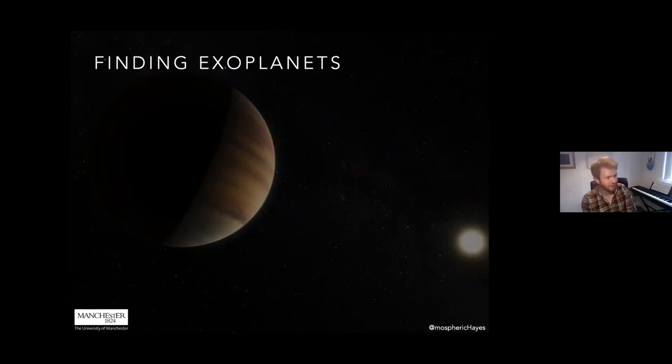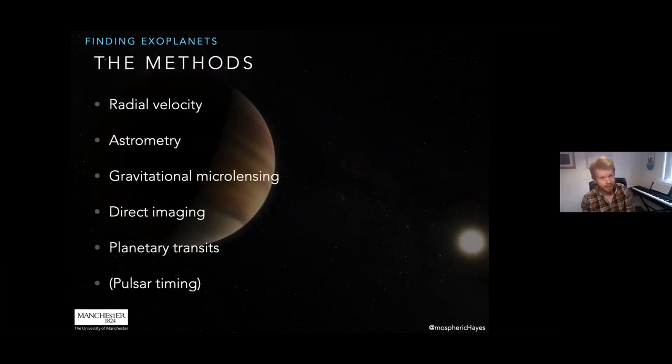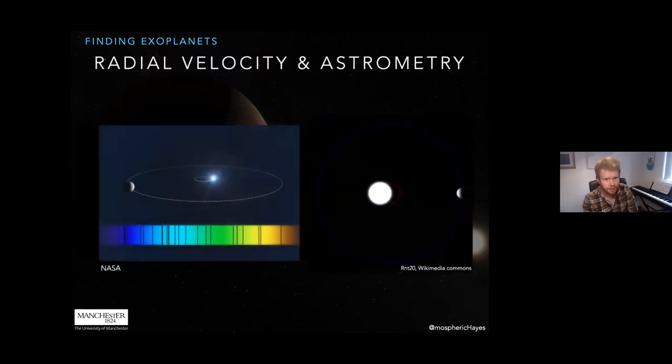So how do you find them? We know that they're there. I'm just going to give you a quick whistle-stop tour through the primary methods that we use for looking for these things. First off, we've got this. This is a method known as radial velocity, and also its corollary, or partner method, astrometry.